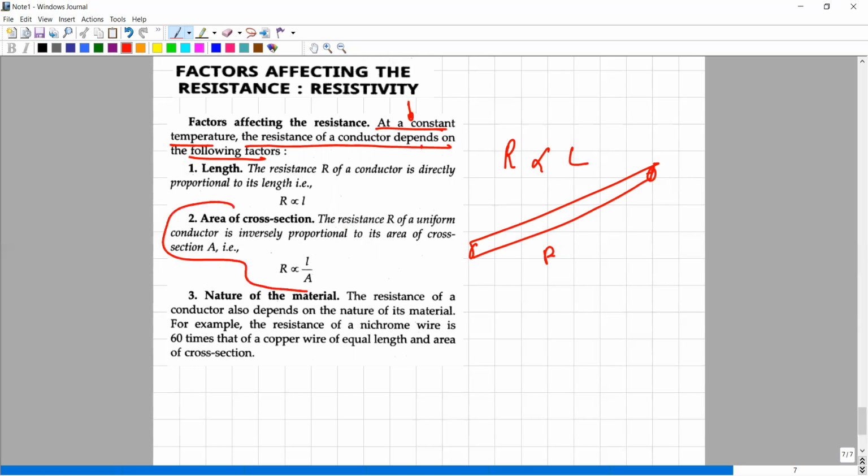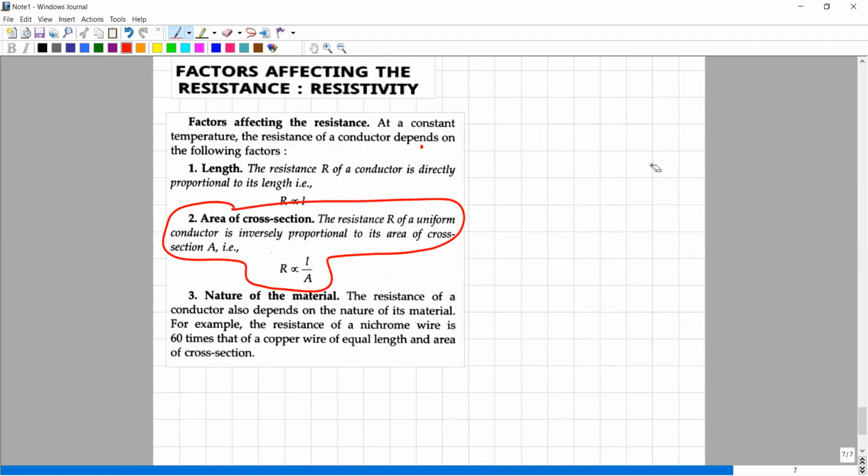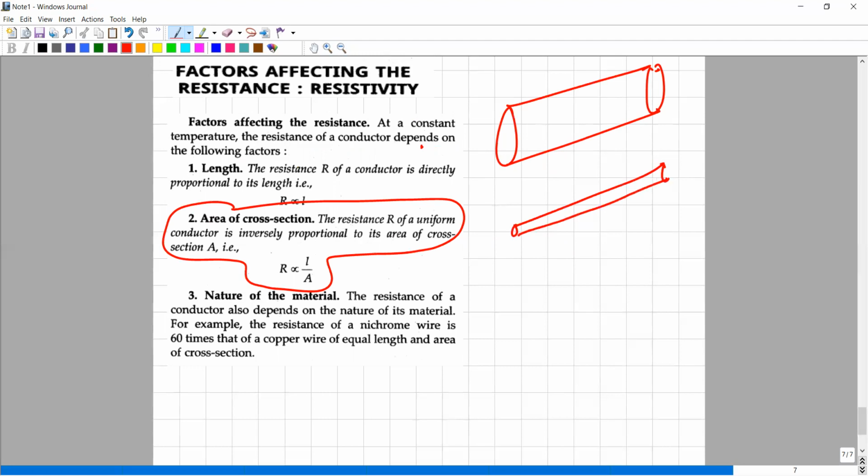Then inversely proportional to area. What is this inversely proportional to area? A thicker wire, thicker means more width, will have less resistance, and thinner wires will have more resistance. Very simple.